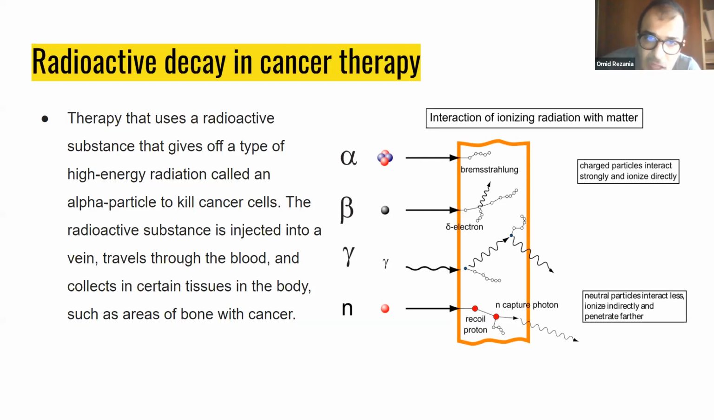This is a very advanced thing. Charged particles interact strongly and ionize directly. You have beta particles, which cause ionizations, and the gamma. These are alpha, beta, and gamma, the radiation coming from radioactive decay, and all of them ionize the matter. But okay, what is the importance? And also you have neutron bombardment, and the neutral particles interact less, ionize indirectly, and penetrate further.